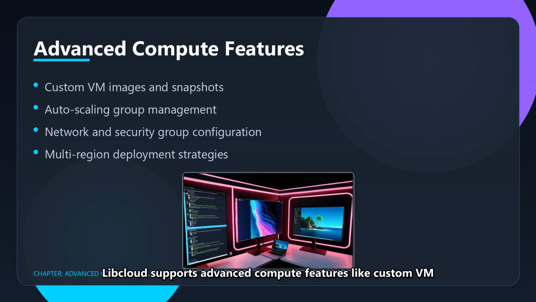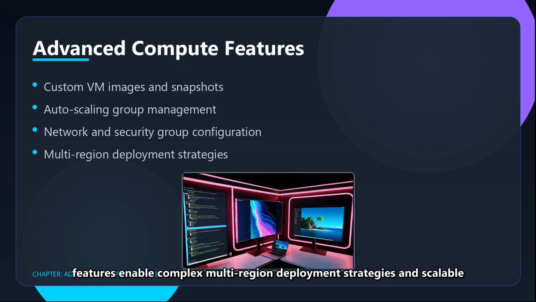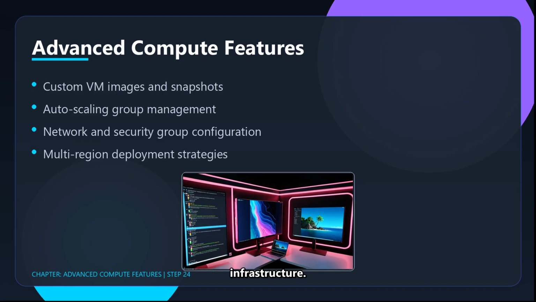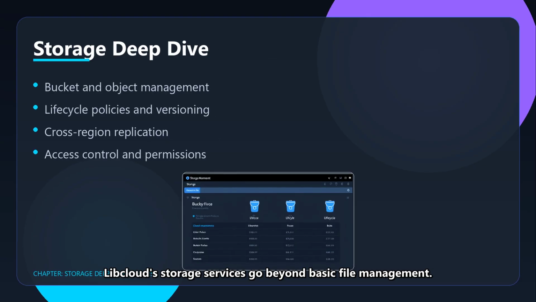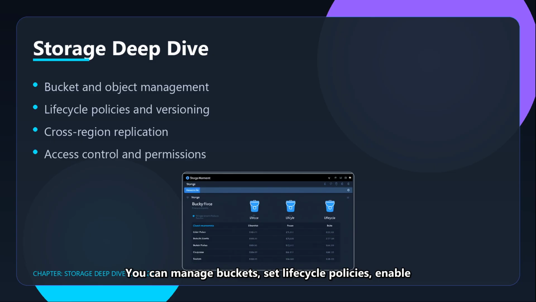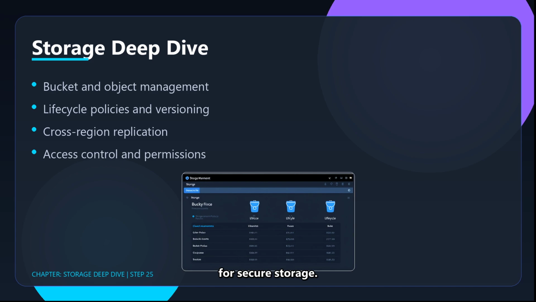Libcloud supports advanced compute features like custom VM images, snapshots, auto-scaling groups, and network configurations. These features enable complex multi-region deployment strategies and scalable infrastructure. Libcloud's storage services go beyond basic file management. You can manage buckets, set lifecycle policies, enable versioning, configure cross-region replication, and control access permissions for secure storage.